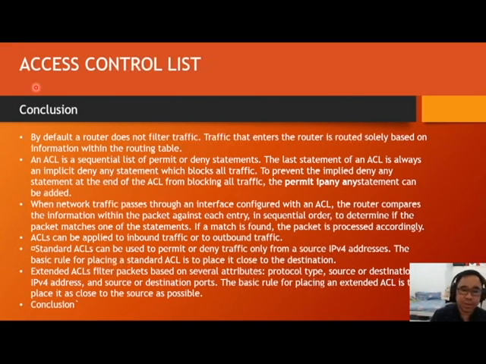So now we go to the conclusion of the access control list. So by default, a router does not filter traffic. Traffic that enters the router is routed solely based on information within the routing table. An ACL is a sequential list of permit or deny statements. The last statement of an ACL is always an implicit deny statement, which blocks all traffic. To prevent the implied deny any statement at the end of the ACL from blocking all traffic, the permit ip any any statement can be added.